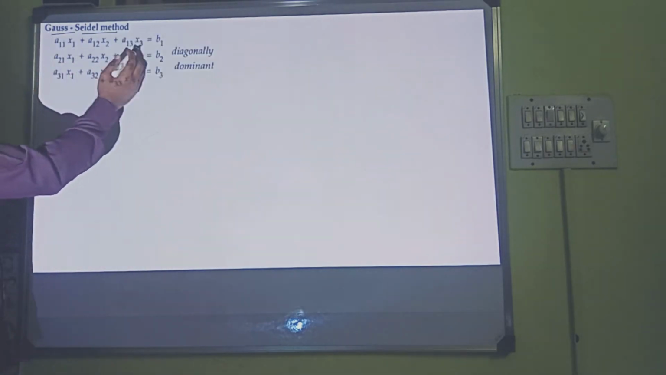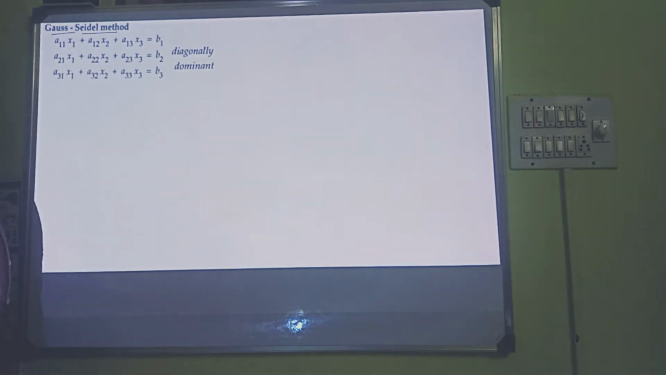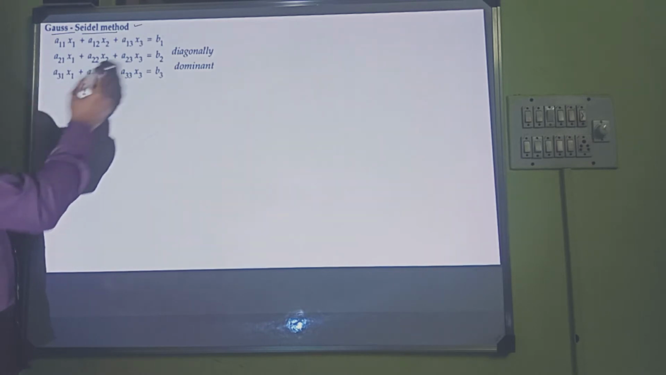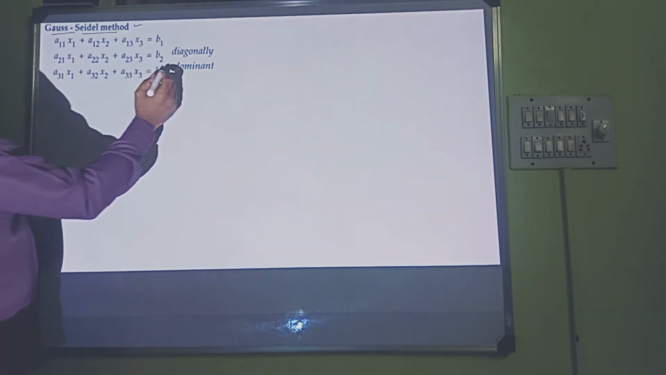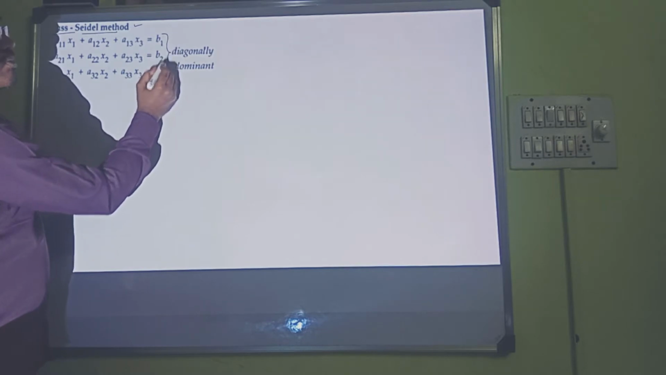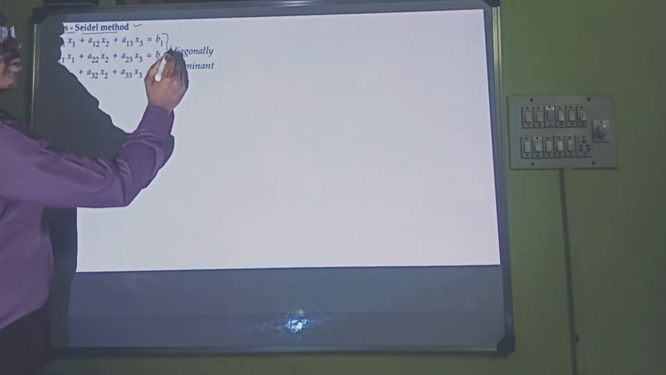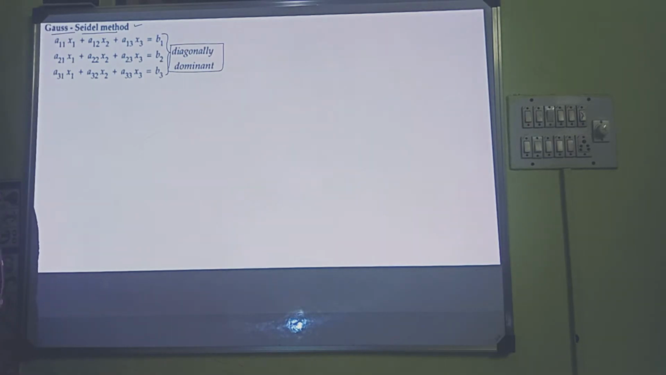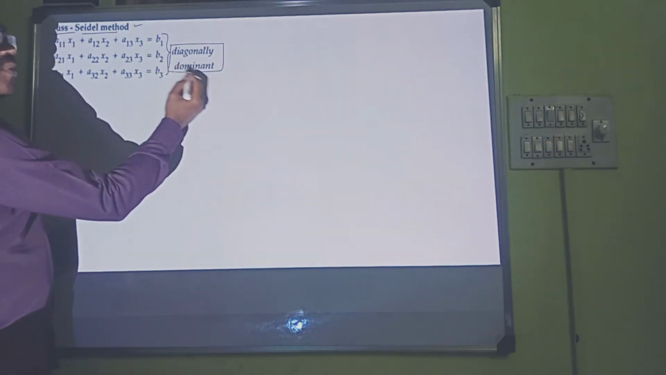Let's see the next method of solving the system of equations, that is Gauss-Seidel method. Now suppose you have a system of three equations. To apply this method, the very first condition is the system of equations must be diagonally dominant. Now what do we mean by diagonally dominant?